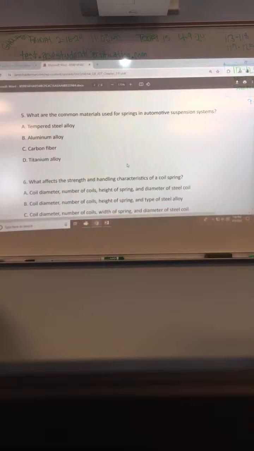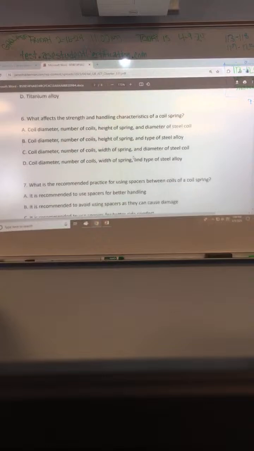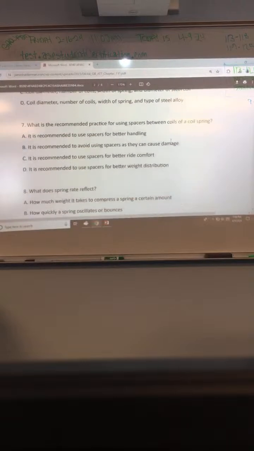Number 5. What are the common materials used for springs in automotive suspension systems? I'll put A. A is good. What affects the strength and handling characteristics of a coil spring? A, coil diameter, number of coils, spring height, diameter of the steel coil. Good.